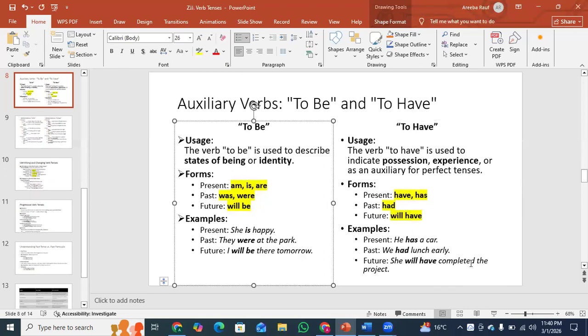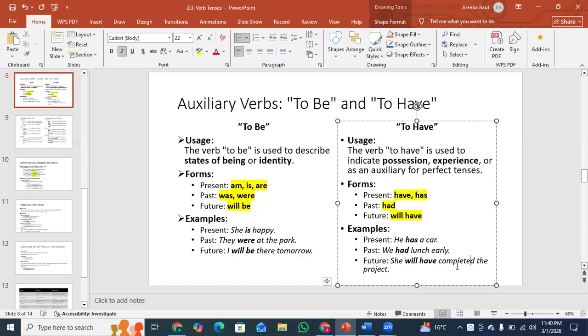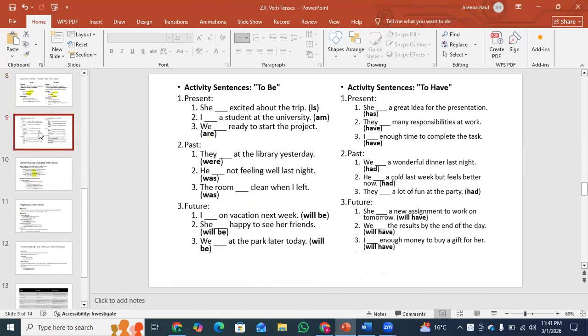Let's discuss its examples. Present: He has a car. We had lunch early. She will have completed the project. As you can see, has, had, and will have are basically helping verbs that indicate some possession, some experience. Let's move towards the next slide.